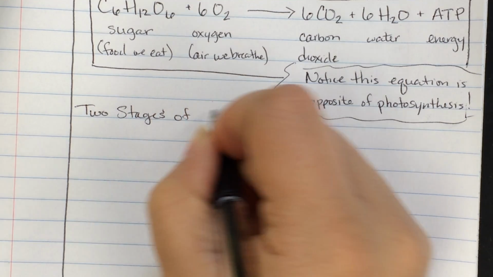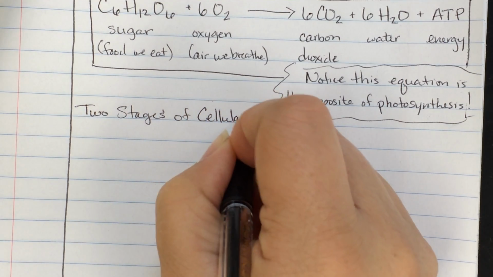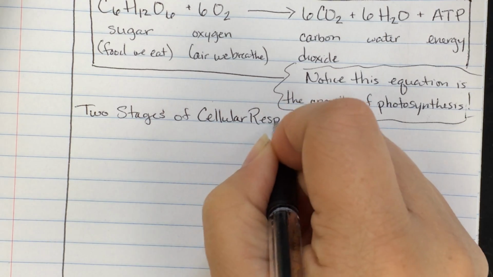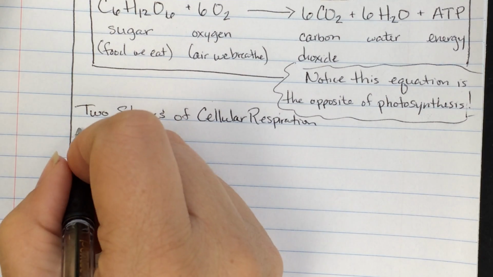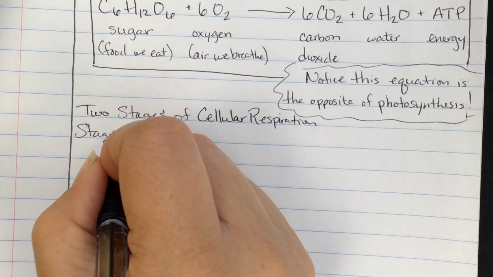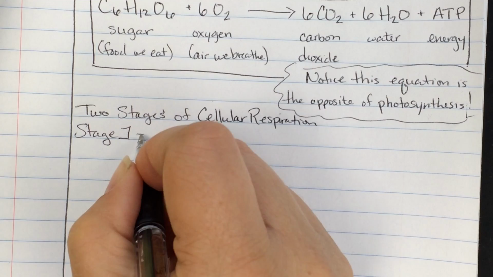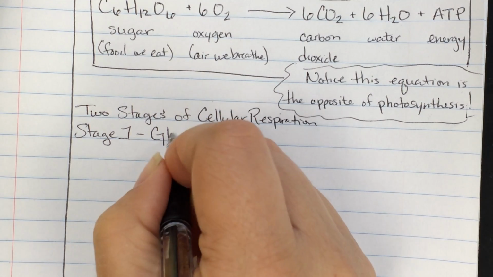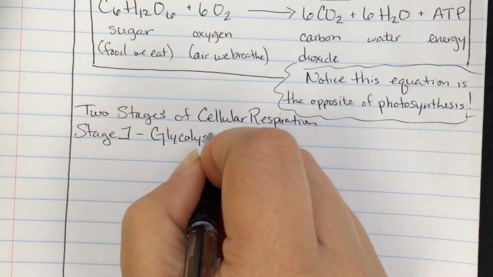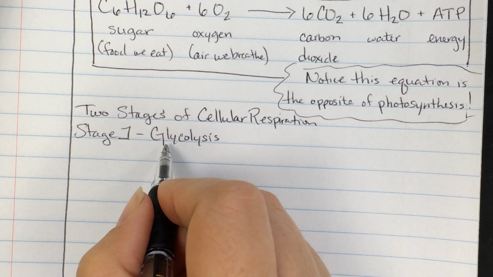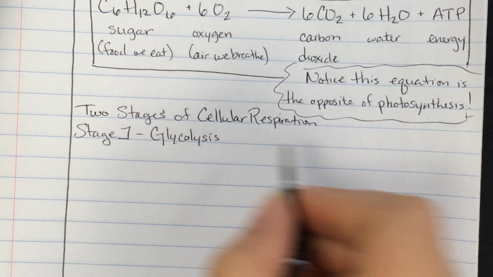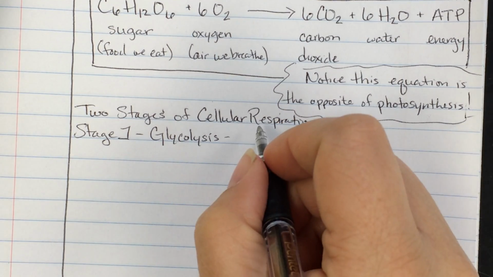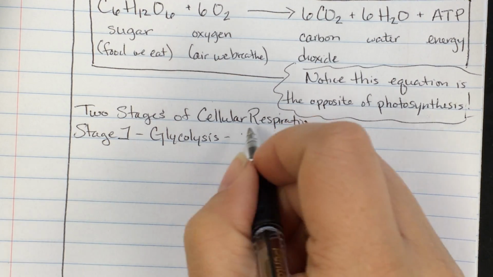Two stages of cellular respiration. So stage one is known as glycolysis. Glyco, you should recognize as a prefix for sugar. Lysis is the suffix for breaking down. So glycolysis happens in the cytoplasm.